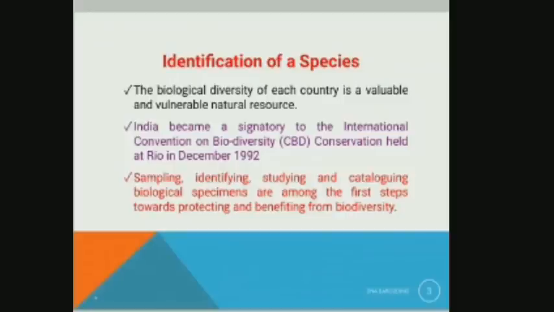Again, why is it required to identify a particular species accurately? When we talk about species identification, the international Convention on Biological Diversity plays an important role. India being a signatory, we have the responsibility to catalog the biological resources available in the country, not only for sustainable utilization but also from the perspective of benefit sharing for the local community.